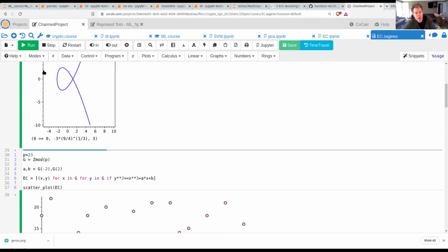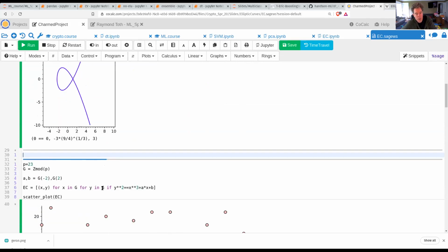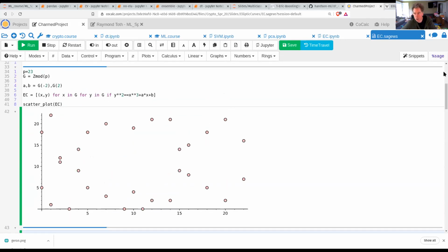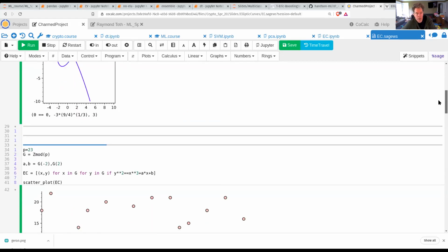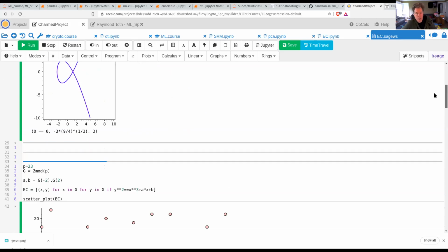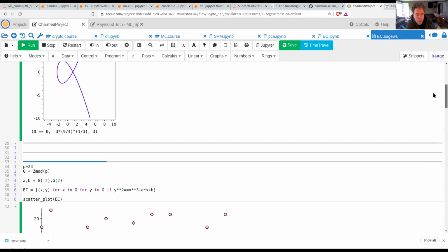So here's where I define the elliptic curve right here. Okay, so hopefully you can see this syntax here where I actually define EC. I define G to be Z mod P, and then I pick the constants A and B, which are just -2 and +2.